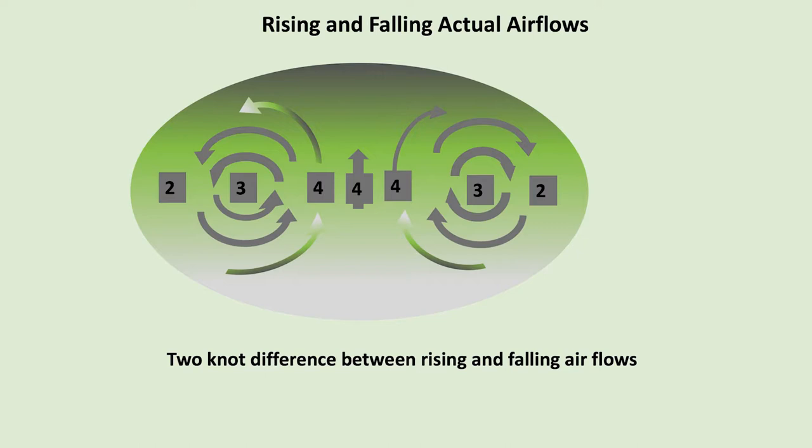Rising and falling actual airflows. Essentially, there's a 2-knot difference between the rising and falling airflows. So here comes my glider. It experiences the sink, and so we'll see 3 down on the vario.